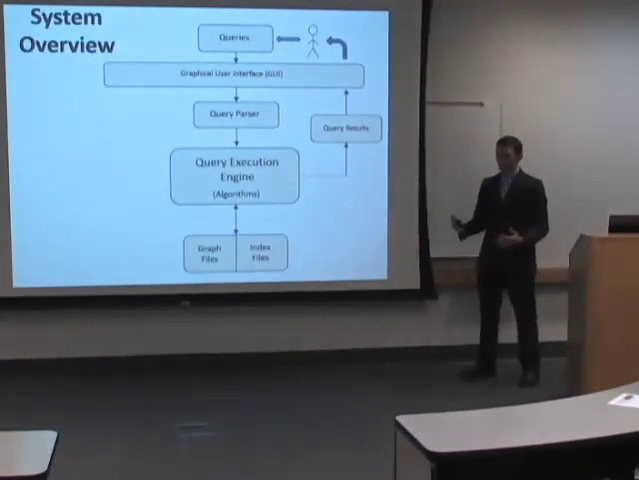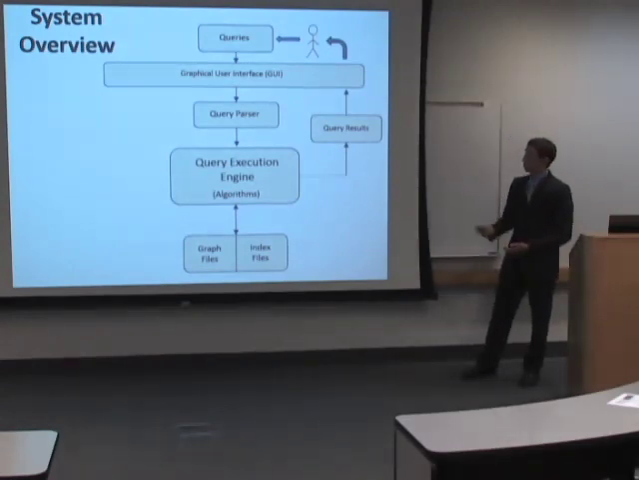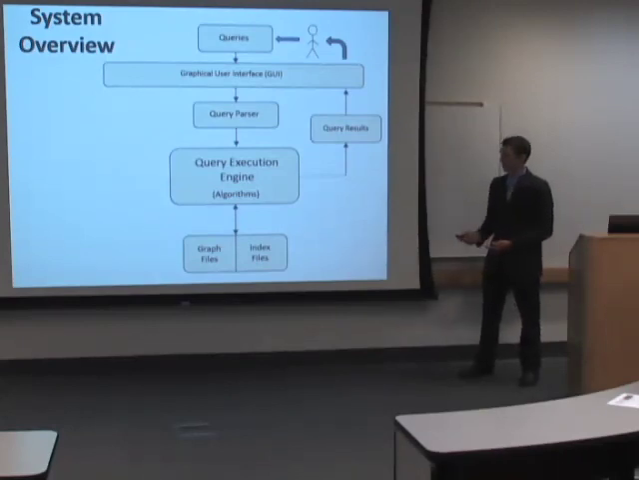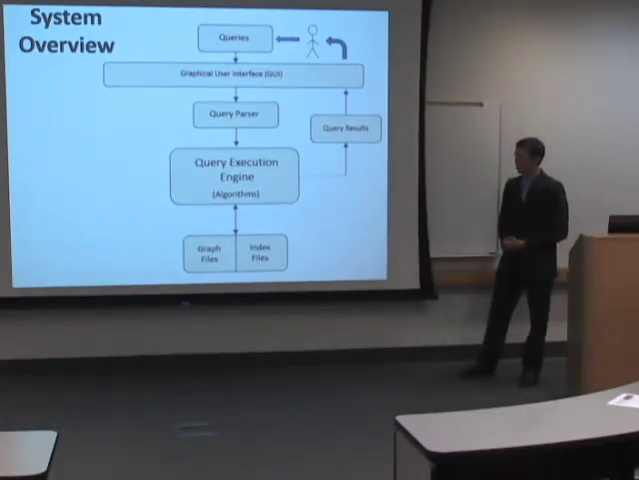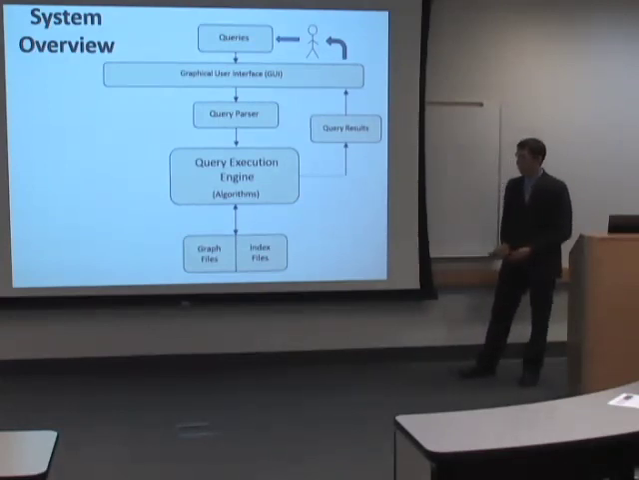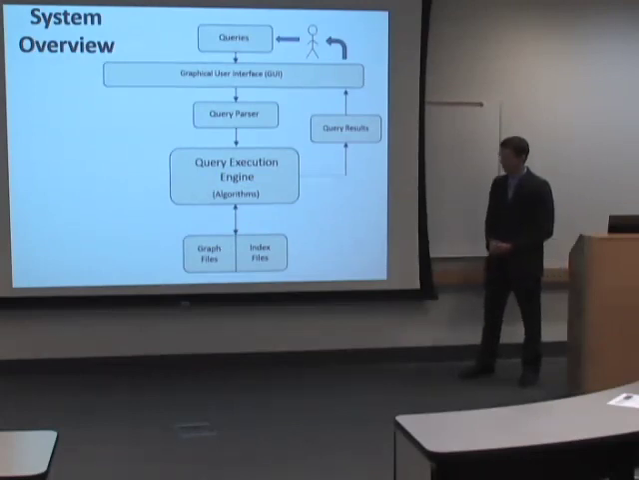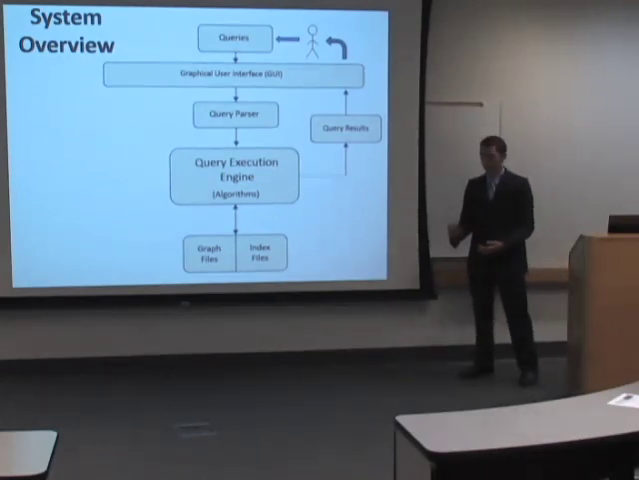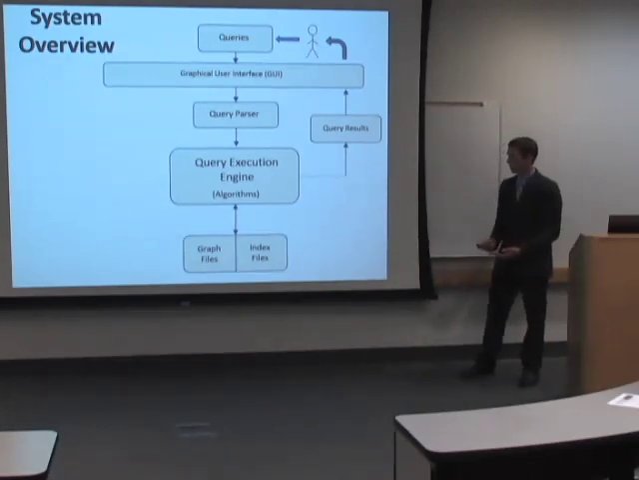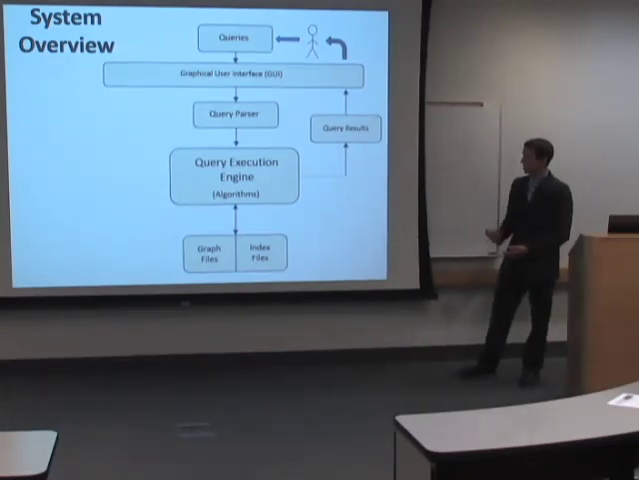Now, let's say we have a query. We want to get some information about the network. This is us up here with the user. We have our question, we work through a graphical user interface in order to formulate the question, and then it gets parsed or translated into something that the system understands exactly what we're looking for. It goes down into this query execution engine, which is where the algorithms are. This is where the results are compiled and then sent back up through here and back to the user.